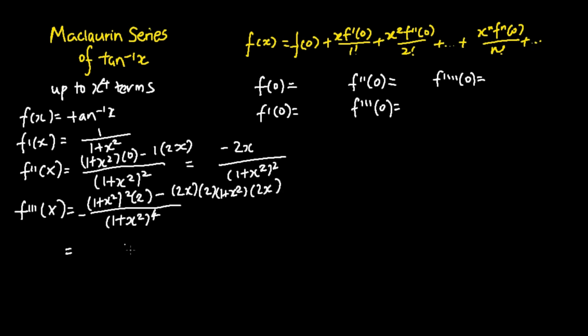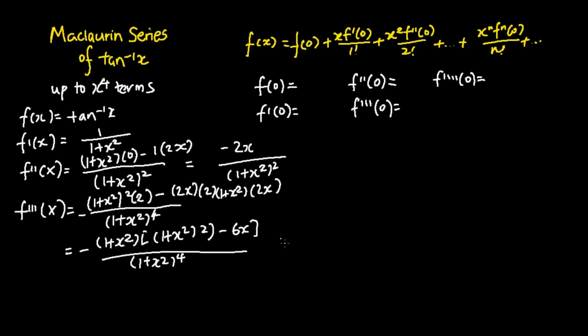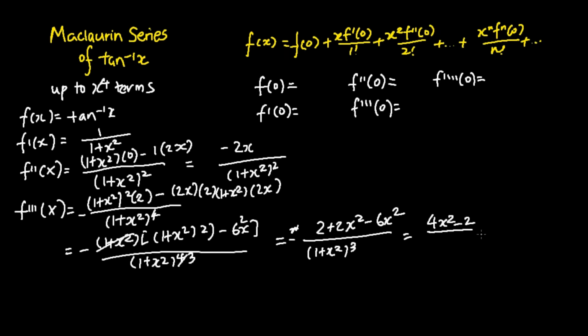The next step, we can factorize the 1 plus x squared out of the terms in the numerator. Then we can perform the cancellation, removing the 1 plus x squared in the numerator and one of them in the denominator. This can be simplified into basically just 4x squared minus 2 over 1 plus x squared cubed.